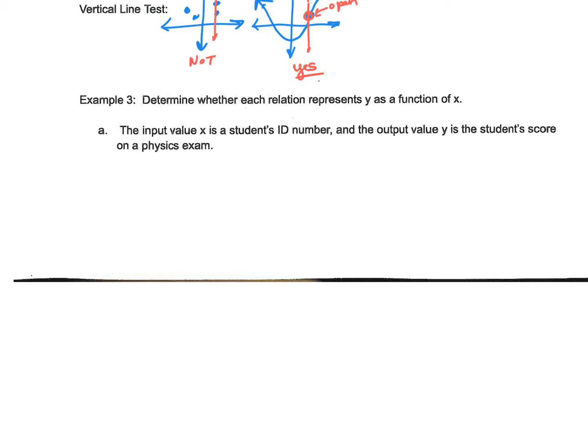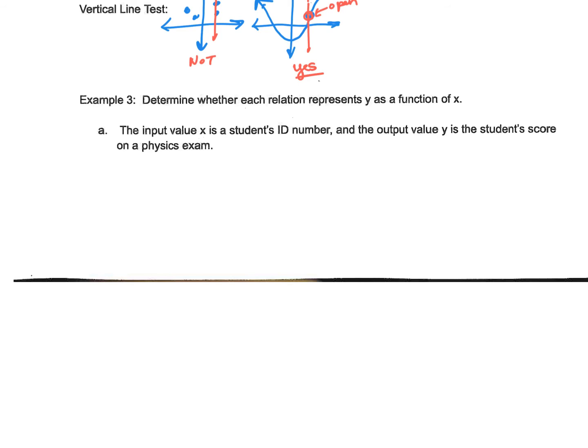All right, so let's look at some. In this class, you better get used to word problems too, because every time you have homework, you're going to have some word problems with it, and there's no getting around it. That's one of the ways we get better on the ACT and get better as math students, is interpretation. Anybody can plug and chug numbers. We want you to actually be mathematicians, right? Okay. The input value is the student's ID number. The output value is the student's score on a physics exam.